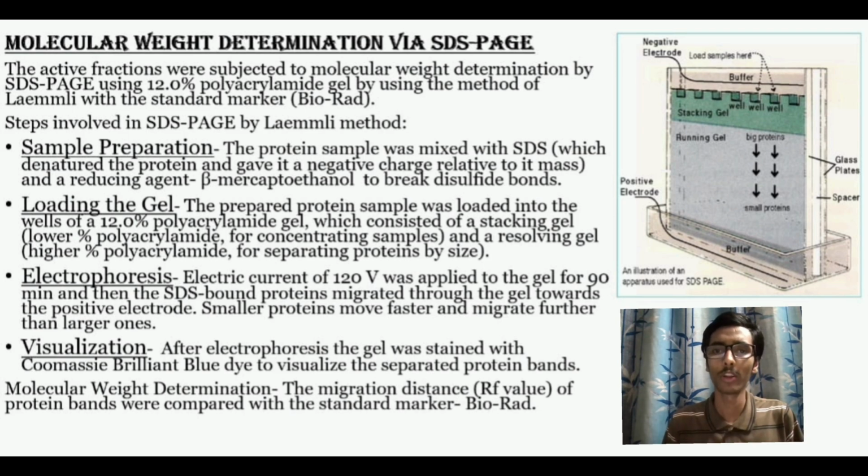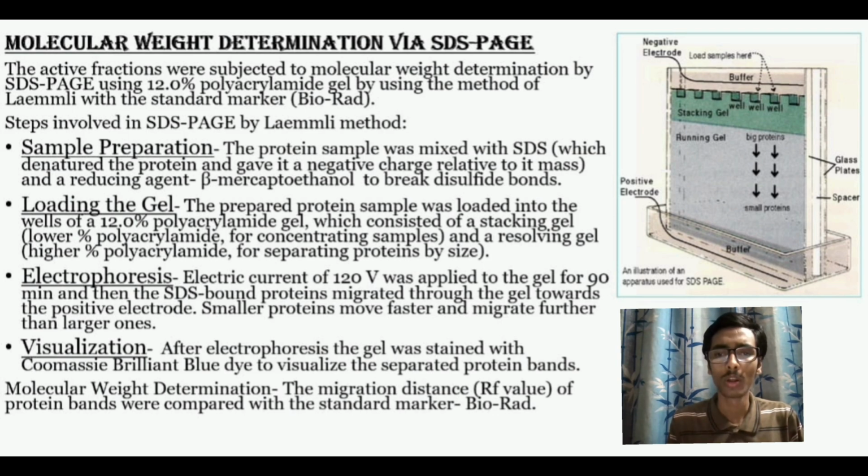Now, the running buffer is formed via Tris glycine, whose pH is kept at 8.3. Now, after the formation of the stacking gel, resolving gel, and the running buffer, the sample is prepared. For the sample preparation, the Tris HCl, whose pH is 6.8, is added to the sample. The Tris HCl buffer keeps the pH at 6.8 and also provides the Cl- ion.